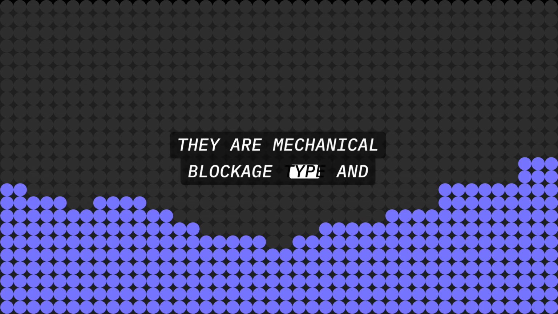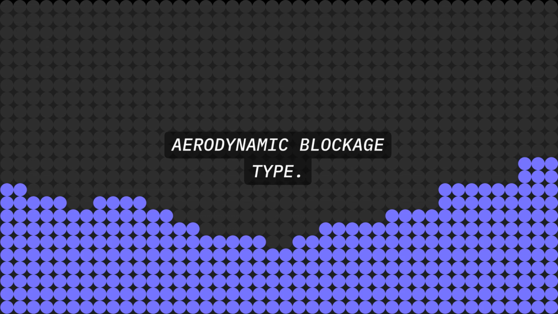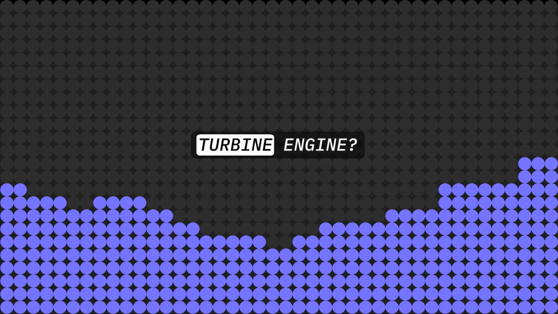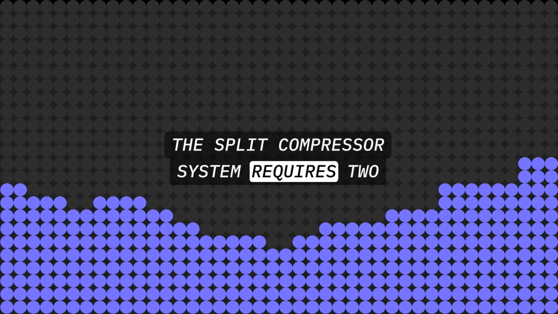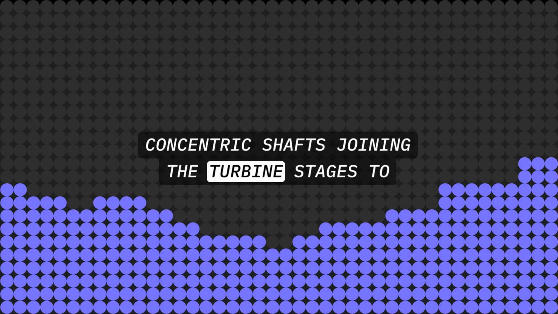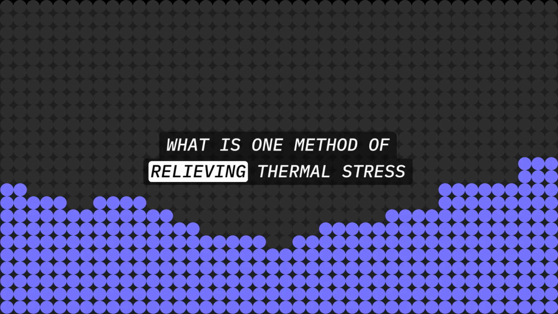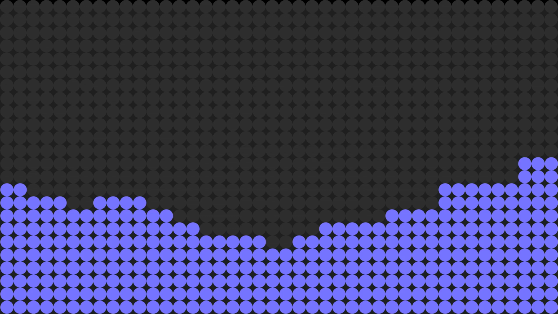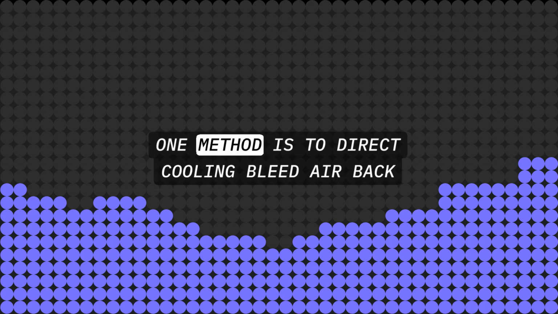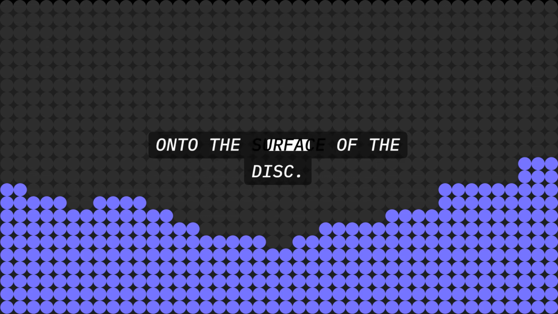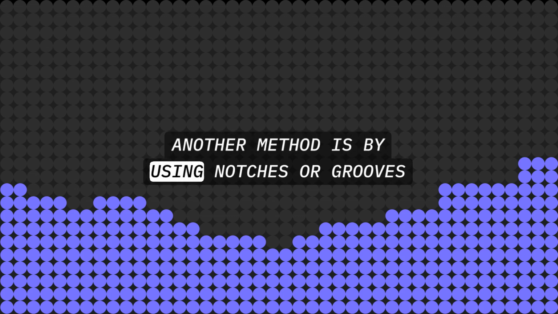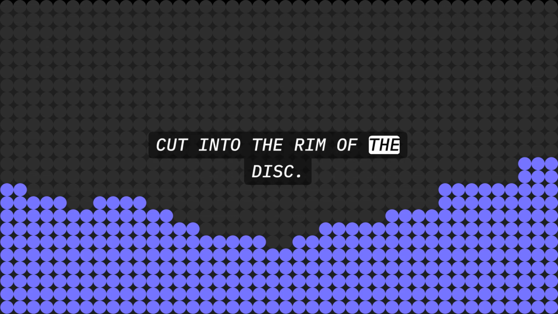They are mechanical blockage type and aerodynamic blockage type. What is a split compressor system in a turbine engine? The split compressor system requires 2 concentric shafts joining the turbine stages to their respective compressors. What is one method of relieving thermal stress on a turbine disc? One method is to direct cooling bleed air back onto the surface of the disc. Another method is by using notches or grooves cut into the rim of the disc.